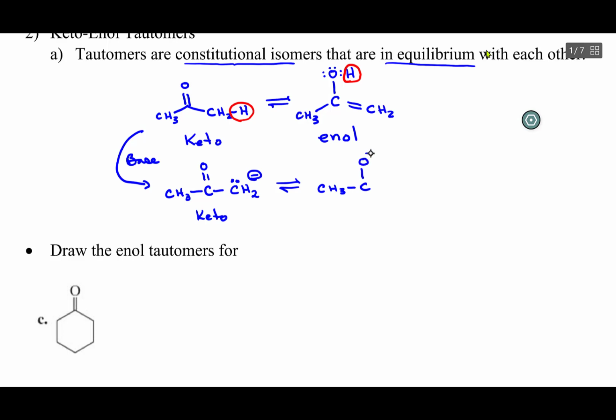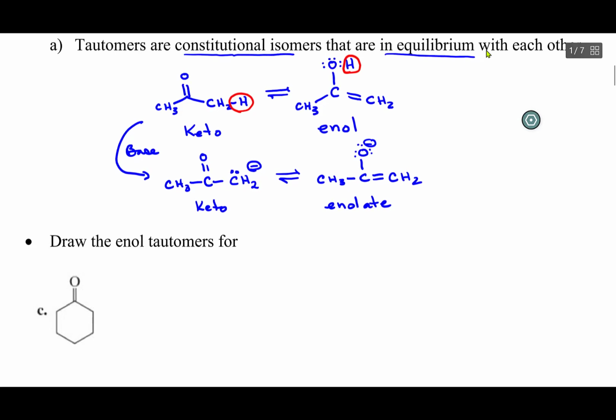If you remember, when you hear the term ATE at the end, that implies that it's an anion. So this is known as the enolate. And really, the only difference is whether or not it happens in the presence of a base. This reaction can actually happen in the presence of acids or bases, but if you have a base, you usually end up with what we call the enolate ion.